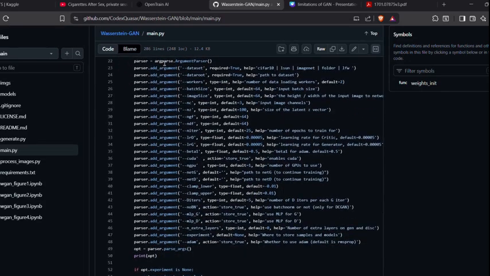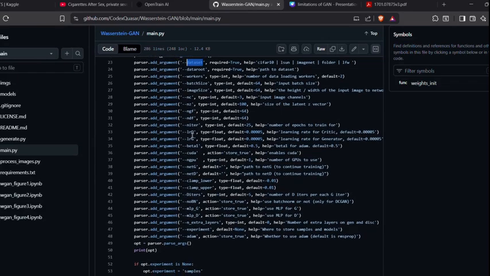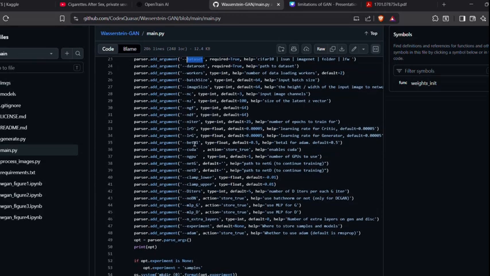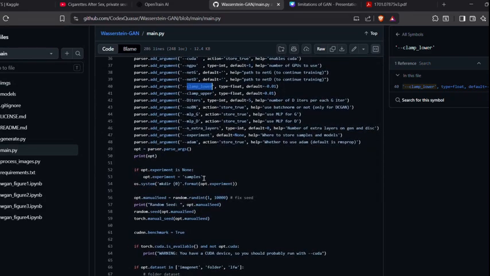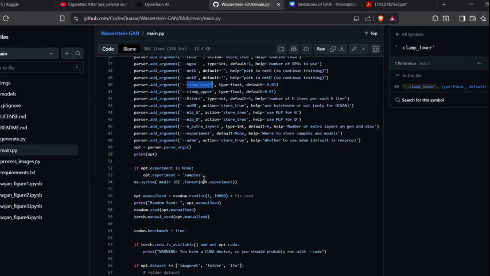As you can see, in the argument parser there are multiple arguments being taken. First is dataset, then data root, batch size, image size, input channels, size of the latent vector, also learning rates, beta for Adam, and then this one, the clamp part. For clipping, this will be used. Also, the training loop will be there with separate critic iterations.